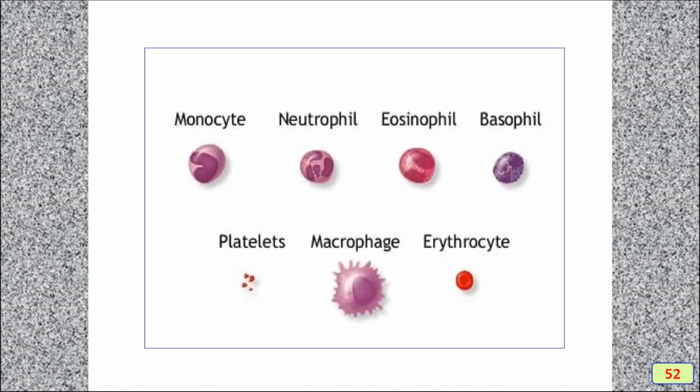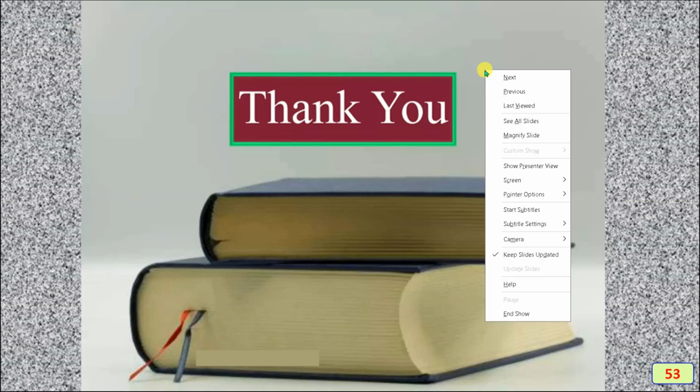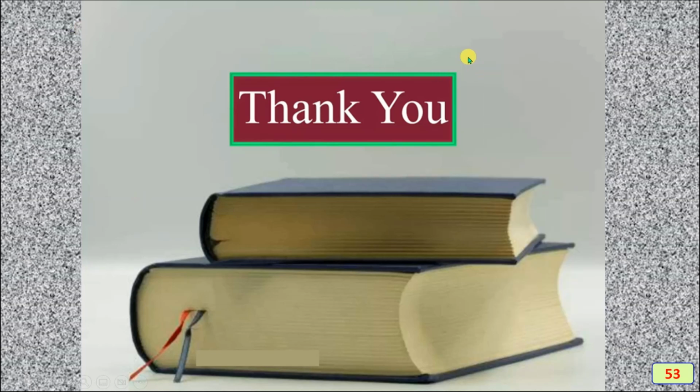Then here you can see some of the structures, which are monocytes, neutrophils, then eosinophils, basophils, then platelets, macrophage, and also the erythrocytes. That's about the connective tissue for today, and thank you.